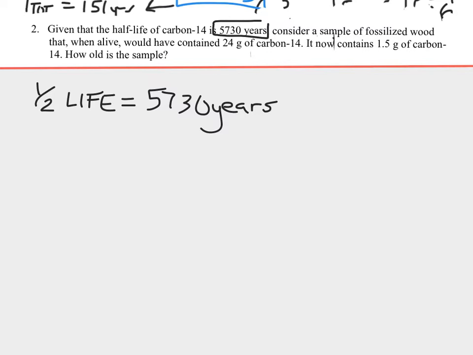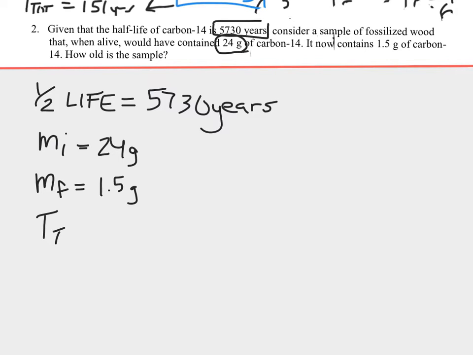Now, consider a sample of fossilized wood that when alive would have had about 24 grams of carbon-14. So that means the starting or initial mass is 24 grams. It now has, so the final mass, the mass that we see today, only 1.5 grams of carbon-14 left. We want to know how old the sample is. So basically the total time. How long has it been sitting there? All right, we can do that.